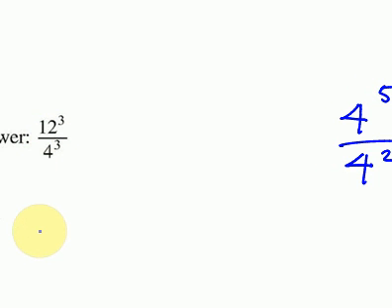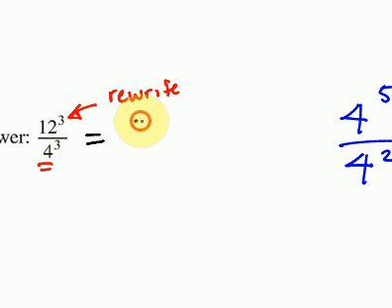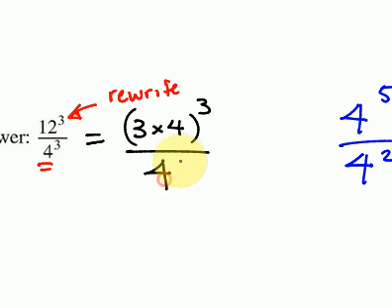So the trick for this one here is, can you rewrite the 12 cubed using a number that perhaps is the same as the base in the denominator? So let's think about it. What times what gives you 12? 3 times what? So let me suggest we rewrite this as 3 times 4, and please write this down now, to the power of 3, all over 4 to the power of 3. Okay.